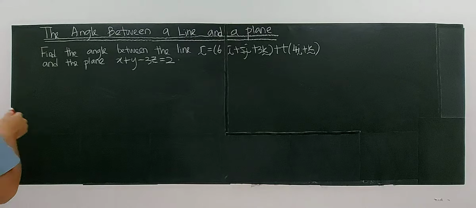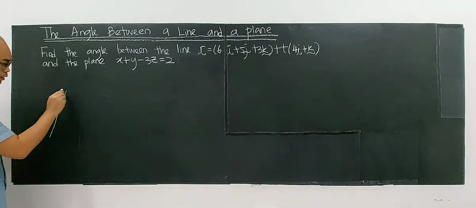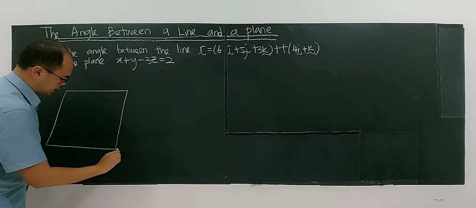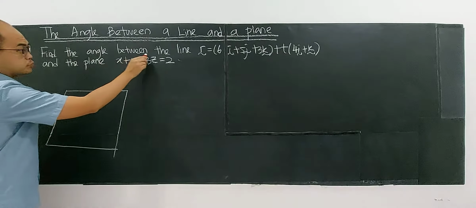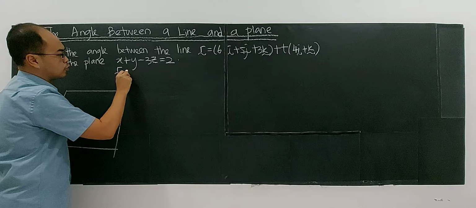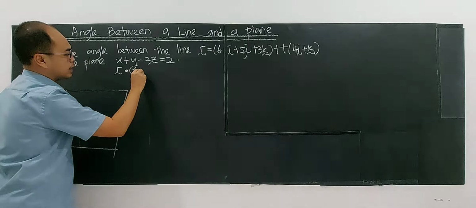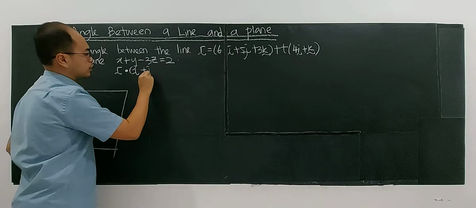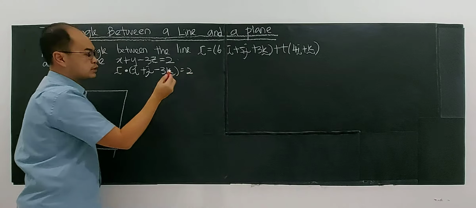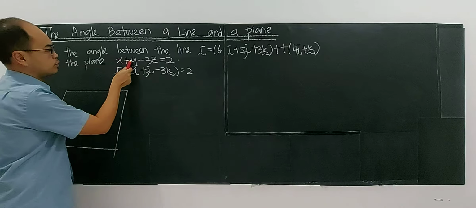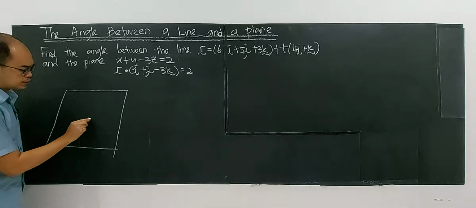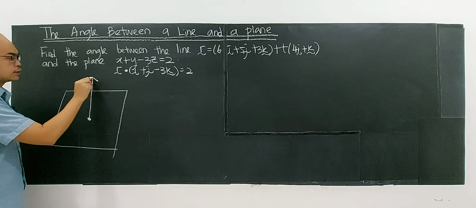So how to find it? I have to illustrate using a diagram. Let's say this is a plane, and this plane has this equation, and from this equation we can get the normal vector, which is i plus j minus 3k equals 2, or we can directly take the coefficients, which are 1, 1, negative 3. So this plane has a normal vector.